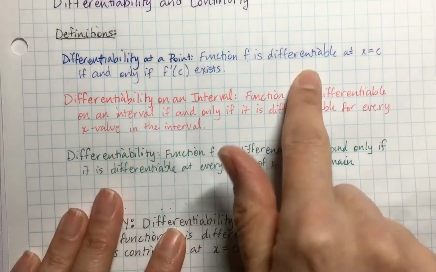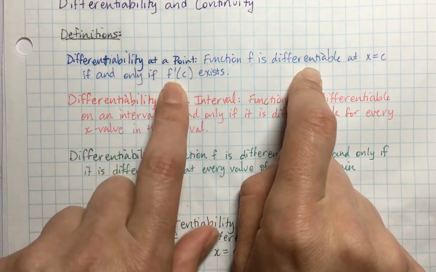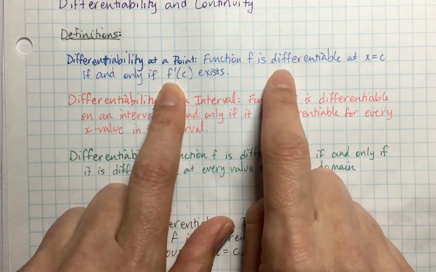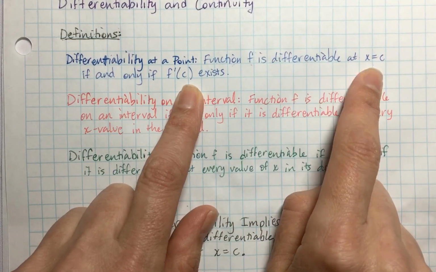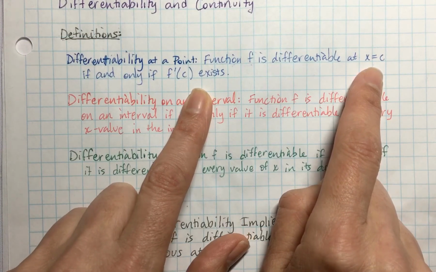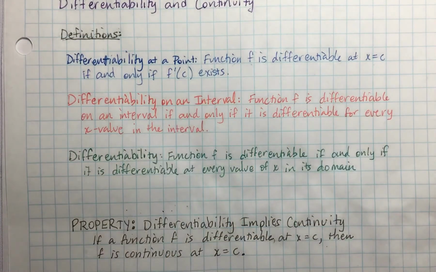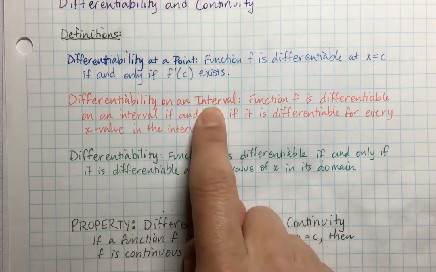Okay, so going back to here again. So differentiable if and only if f prime of c exists, or it's differentiable at c. So it's differentiable at c if and only if the slope exists. Well, okay, that sounds fair. Some of these definitions are kind of duh, and that's okay too. Okay, second one, differentiability on an interval.